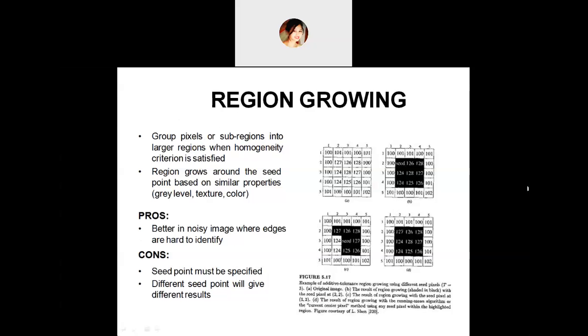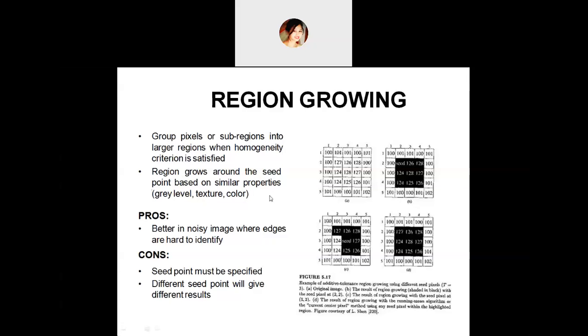And homogeneity means we are talking about the features, right? When we are grouping the pixels into particular groups, we are taking into account some similar property. That is similar criterion. It may be color, it may be texture, it may be intensity. So region growing, the main definition is grouping pixels or subregions in an image into larger regions when homogeneity criterion is satisfied. This is the most important criterion.